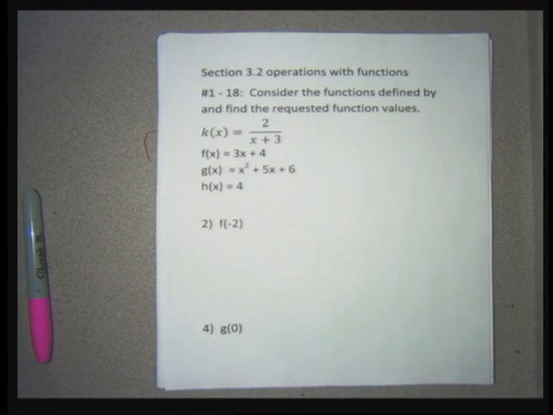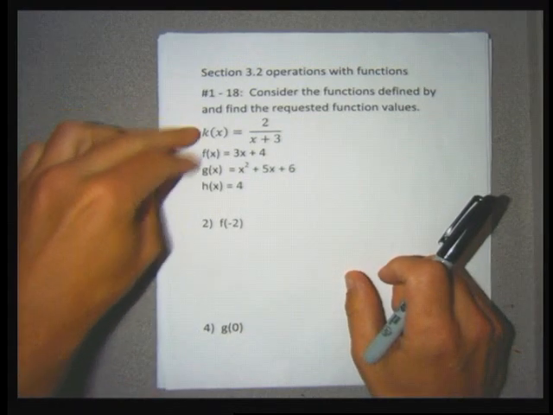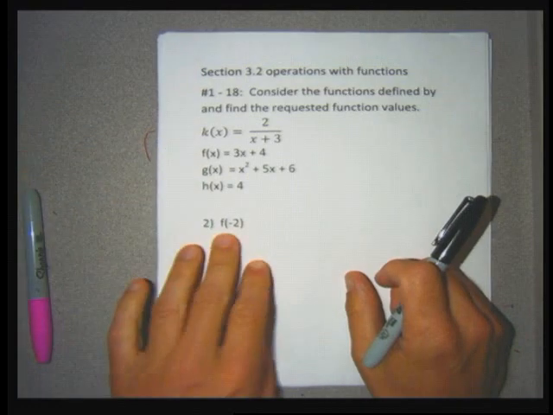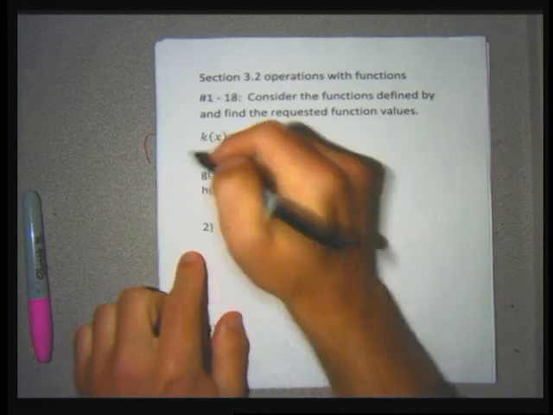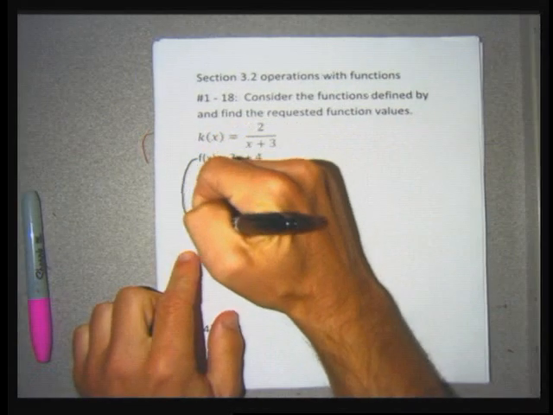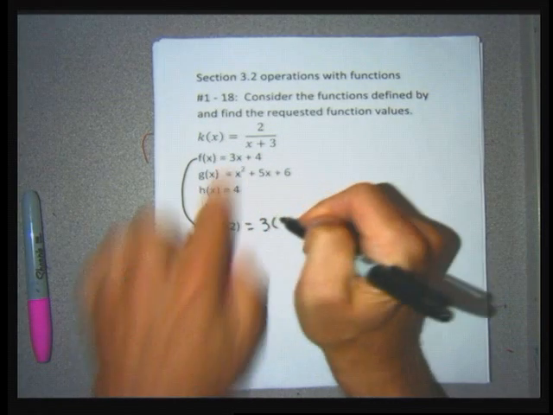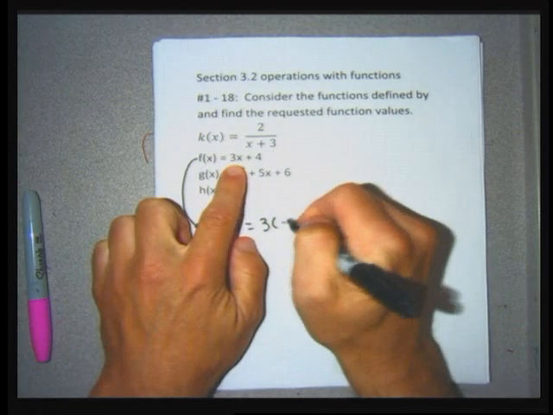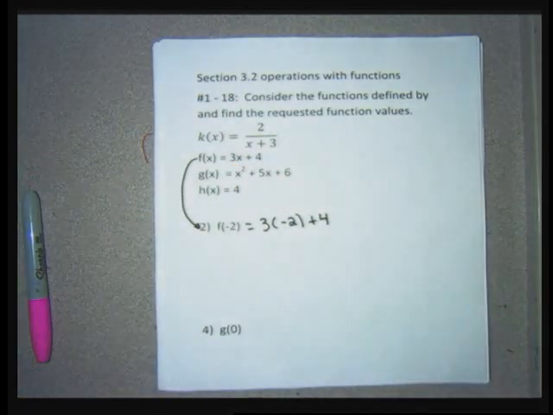So the first few problems, they give me function definitions. Problems 1 through 18, I define a k, an f, a g, and an h function, and then I ask you in each problem to work just with one of the functions. Problem 2 says to work with the f function, but change the x in that function to -2 and simplify. It's just an order of operations problem.